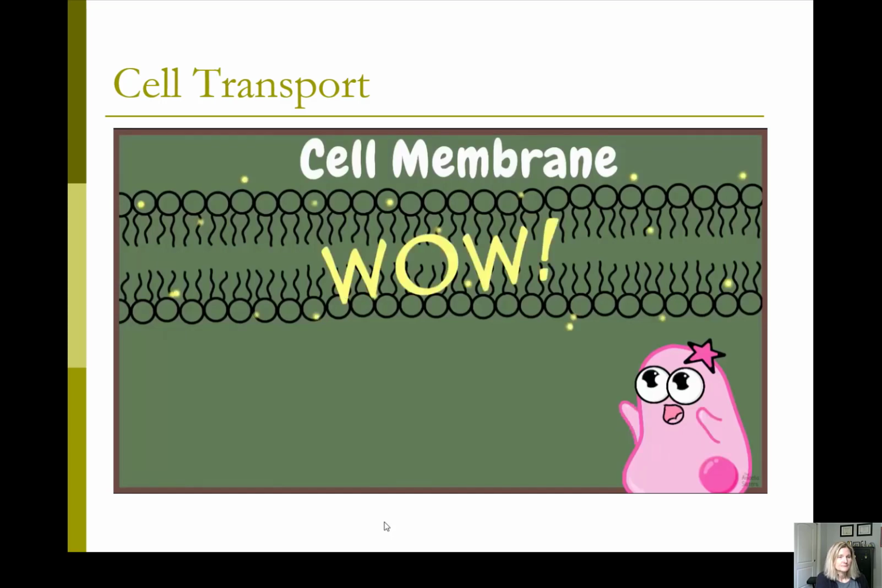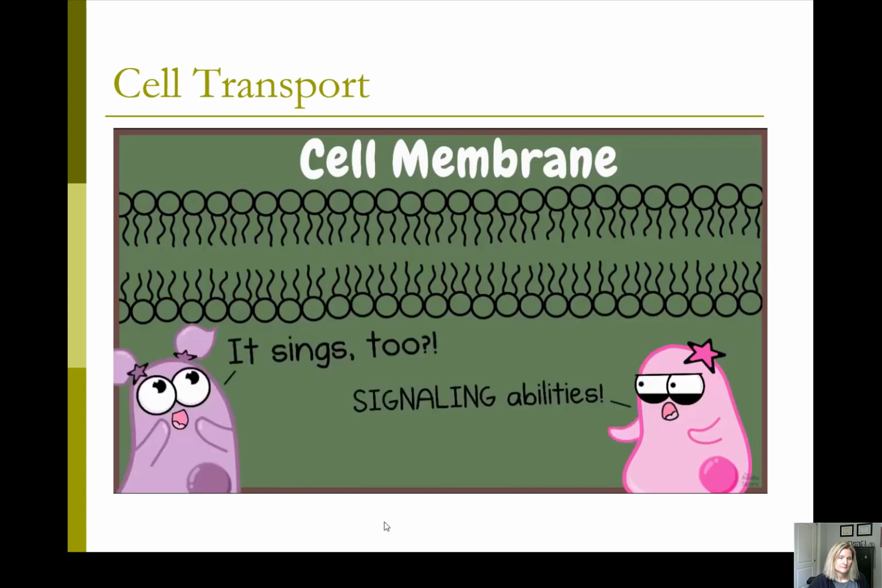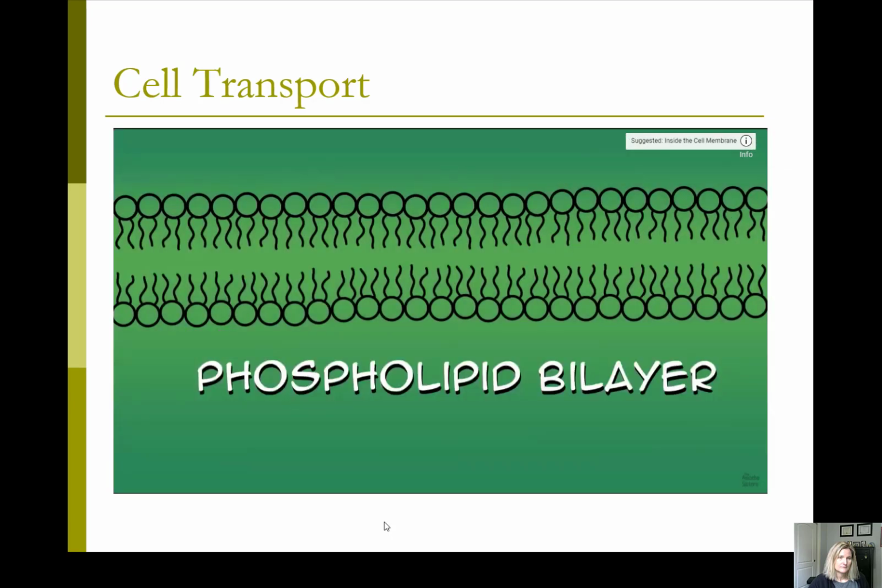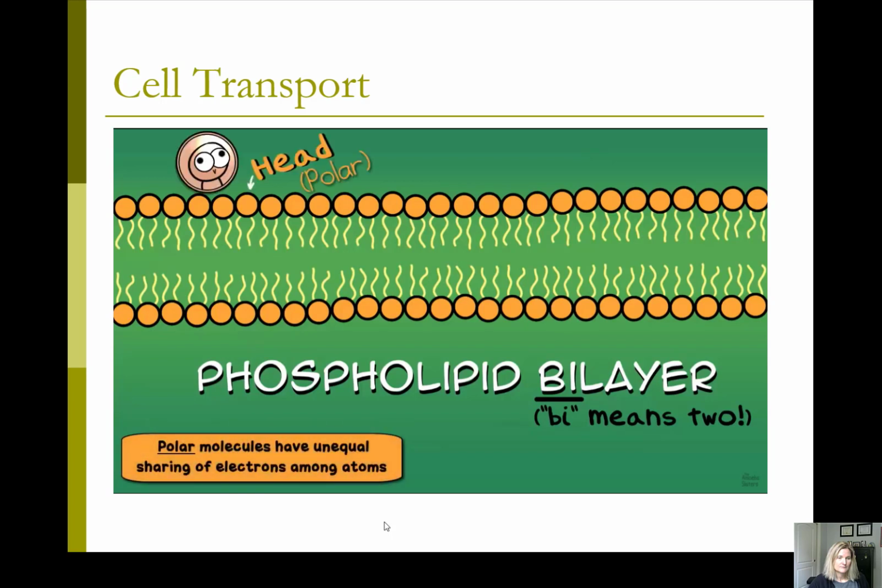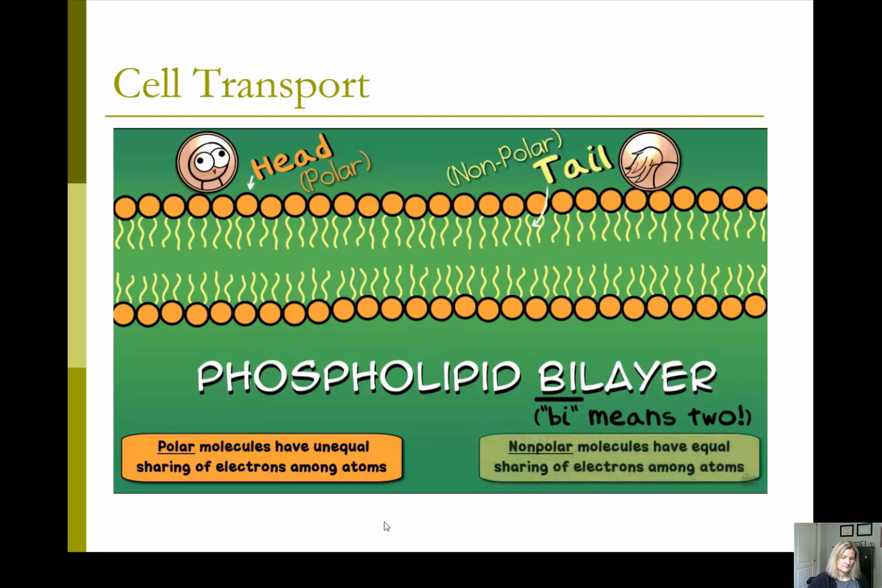Let's take a look at the cell membrane. You could have a whole course on the cell membrane itself. It has amazing structure. It has signaling abilities. But to stick to the very basics, it's made of a phospholipid bilayer. Bilayer means 2 layers, so you have these 2 layers of lipids. Now, these lipids, they're called phospholipids, well, they have a head that is polar, and they have a tail that is nonpolar, making them quite unique.